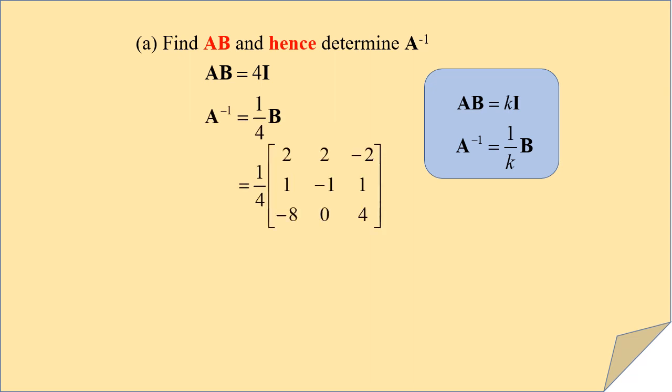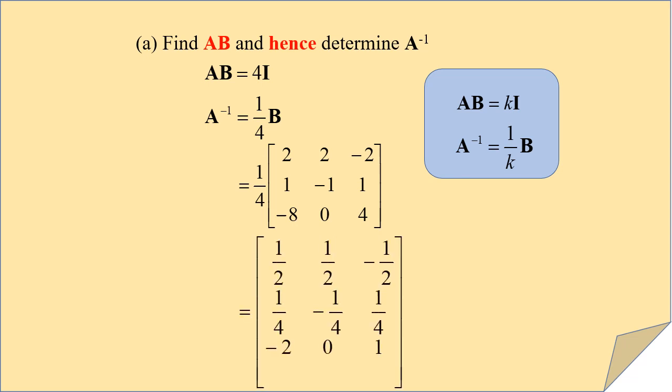So what is matrix B? This is the matrix B. So multiply 1 over 4 with the elements of matrix B. So we have the answer as 1/2, 1/2, negative 1/2, 1/4, negative 1/4, 1/4, negative 2, 0, 1. Okay, so this is our inverse matrix.